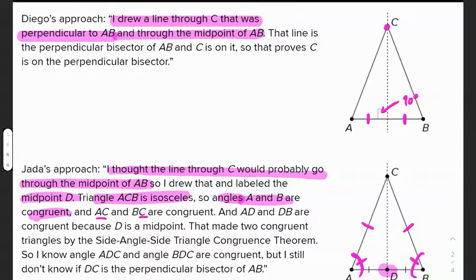Okay. That made two congruent triangles. Oh, whoa. She's using the side-angle-side triangle congruency theorem. Okay. All right. So do you guys see that? She says she knows these.